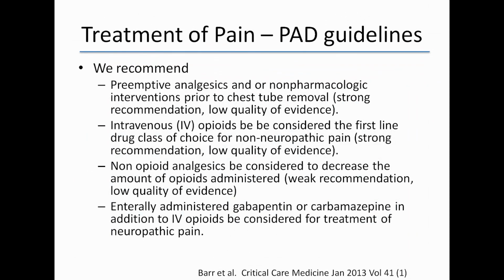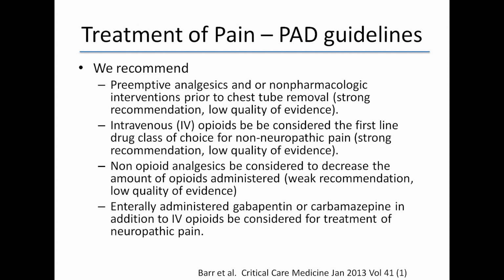The second component of the A part of the ABCDEF bundle is to be able to prevent and manage pain. Whenever we're thinking of doing any of these procedures, we need to make sure that we're adequately treating the patient's pain so that we're preventing it from becoming extreme. So recommendations based on the pain, agitation, and delirium guidelines are to think about preemptive analgesics or non-pharmacologic interventions prior to our procedures to minimize discomfort. They specifically mention chest tube removal because of the high association that has with pain.